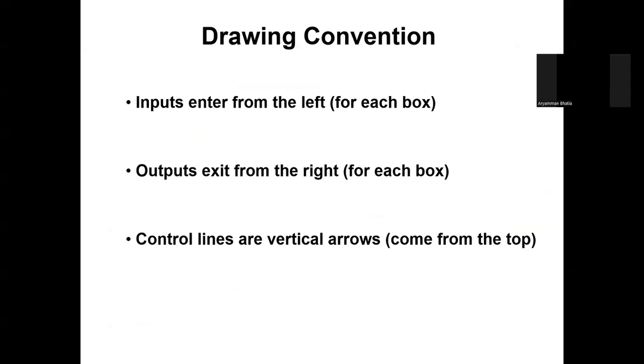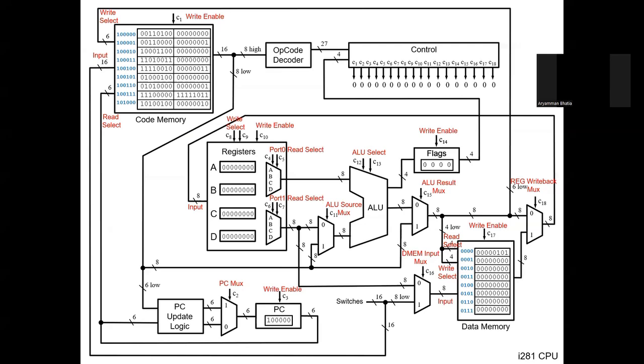So the basic convention is that inputs enter from the left and outputs exit from the right for each box. So for any box which you see in this entire design, if something is entering from the left, that's the input. Something's exiting from the right, that's the output. The only exception is this control box where all the outputs are pointing down, but we can see throughout the CPU, the different control lines are going into different parts of the CPU. They're actually coming from this control box, right?